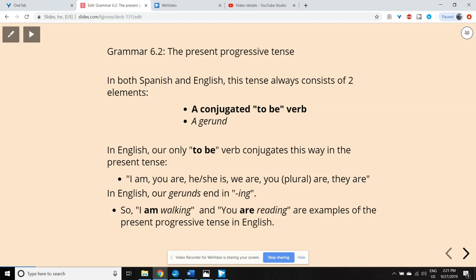in English. Okay? You can see your to be verb right here, if I would just highlight it correctly, are, and you can see your gerund, reading, here. Same thing here, to be verb am, conjugated, and gerund, walking. Gerunds in English end in ing.